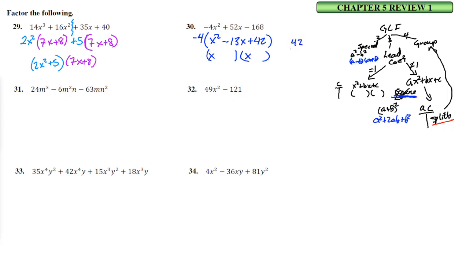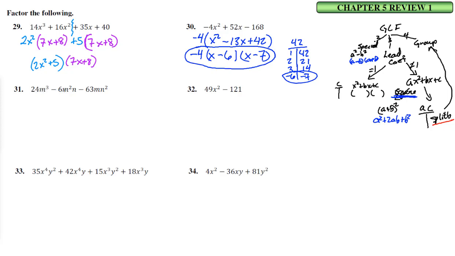We're here with a 42, and we've got to find the factors that add to a negative 13. 1 and 42, 2 and 21, 3 and 14, or 6 and 7. And it looks like those guys, a negative 6 and a negative 7, do they really multiply to a positive 42 and add to a negative 13? They do. So there we have it. Oh, that negative 4 needs to stick out front, and that's what the answer would look like. Good. Number 31.